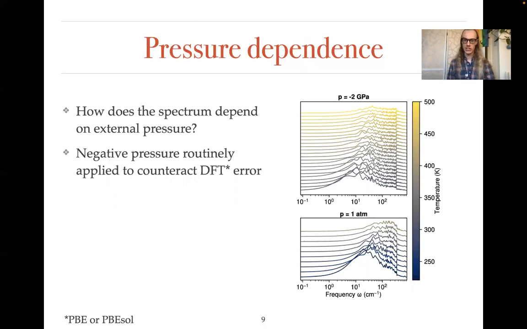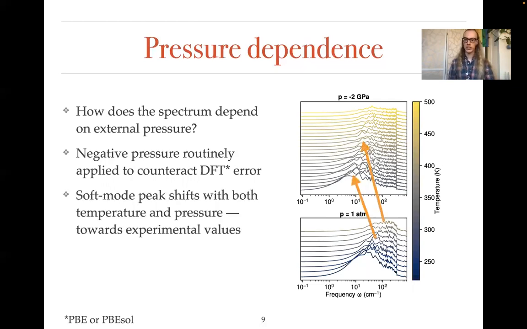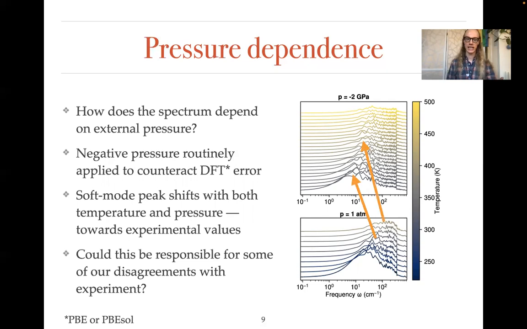And here are the results. And it turns out that for the same temperatures, indeed, we do see the peaks shifting to lower values towards experiment. So this is a very compelling piece of evidence that a large part of our disagreements with experiment could stem from, fundamentally, this DFT underestimation of the lattice parameter.